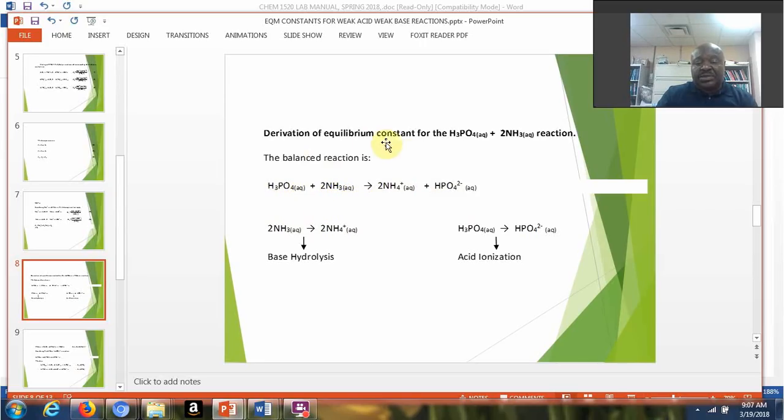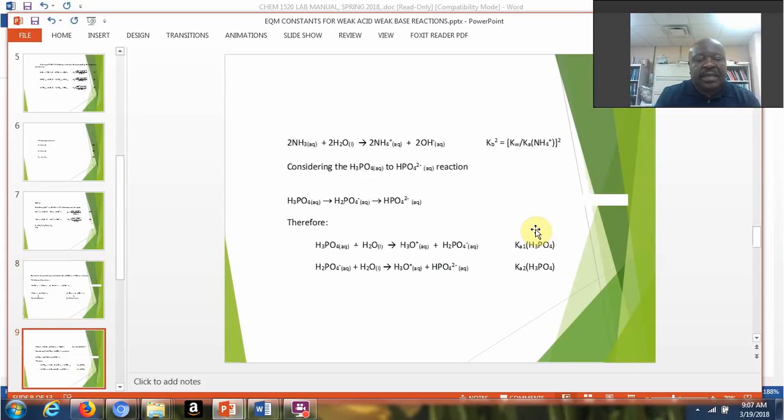So this process here gives you the hydronium ion. That's an acid. This process here, NH3 to NH4, gives you the hydroxide ion. That's a Kb. That's all you need to know. Okay. Base hydrolysis, that's what we have there. Acid ionization, in this case, this is a 2-step process. Let's go.